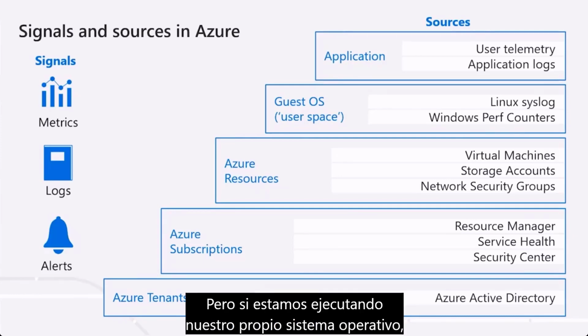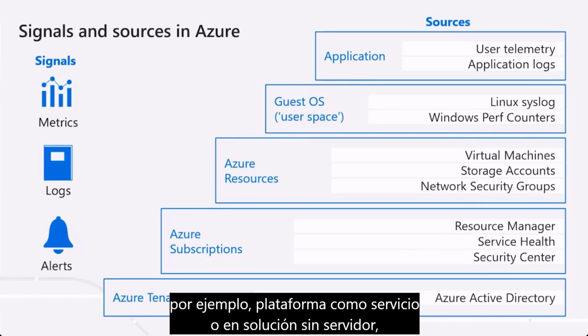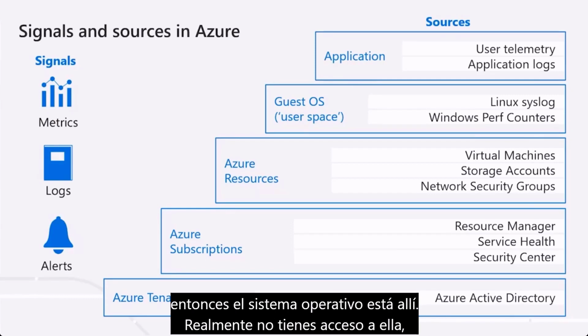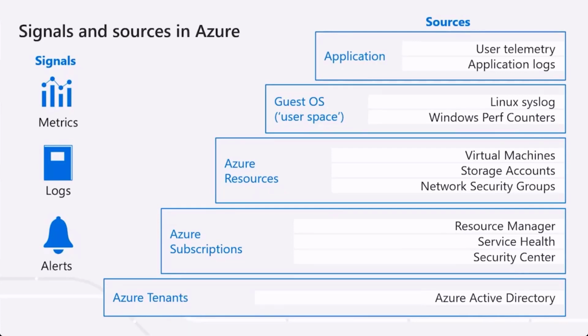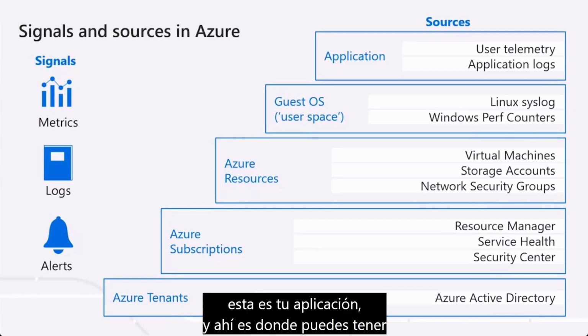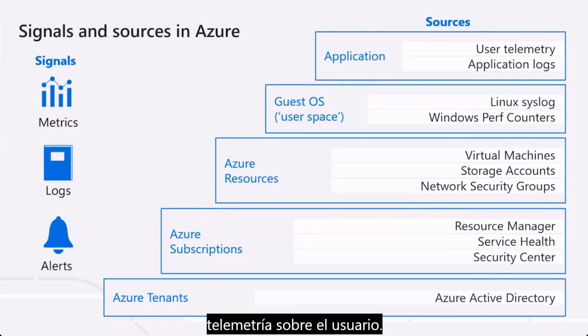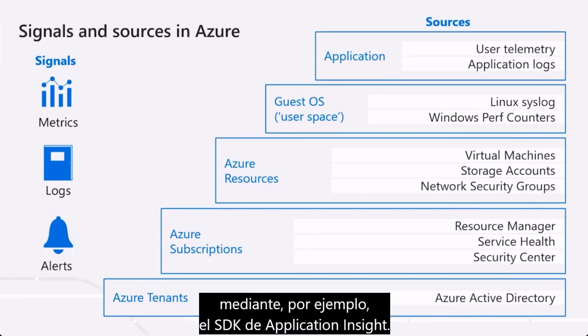But if we are not running our own operating system, for example, in platform as a service or in serverless solutions, then the operating system is there. You don't really have access to it, but you have access to the logs. And then on top of that, this is your application. And that's where you can have telemetry about the user. You can have, of course, the logs. You can have custom events that you can add using, for example, the Application Insight SDK.